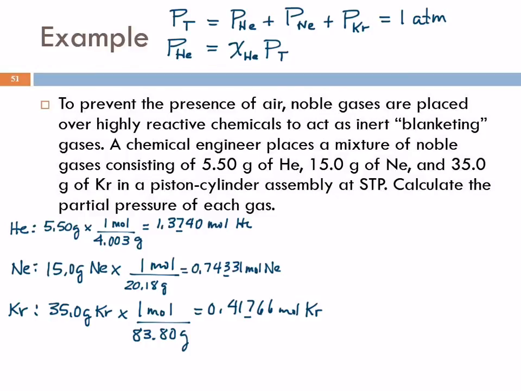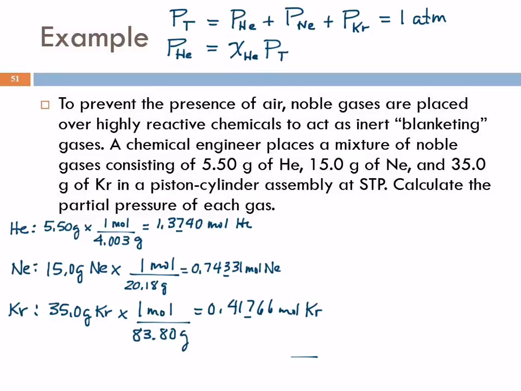So, to find mole fractions, because that's what we need. We know what PT is. We need the mole fraction of each of these. We'll multiply it by PT, and that'll give us the partial pressure. To find the mole fraction, we take the number of moles of the gas we're looking at and divide by the total number of moles.